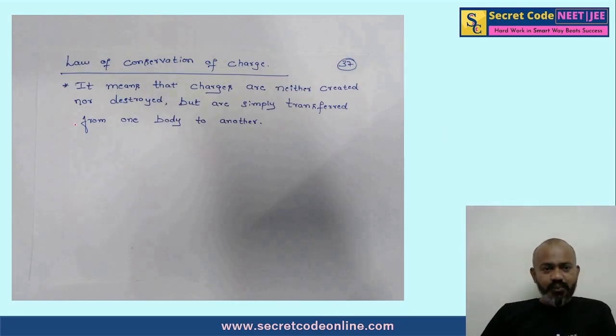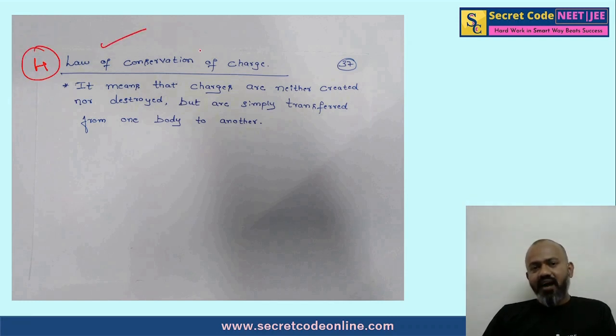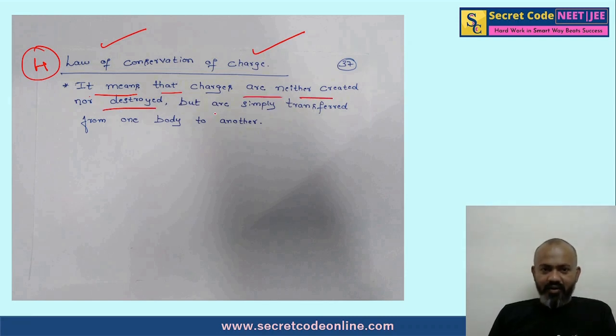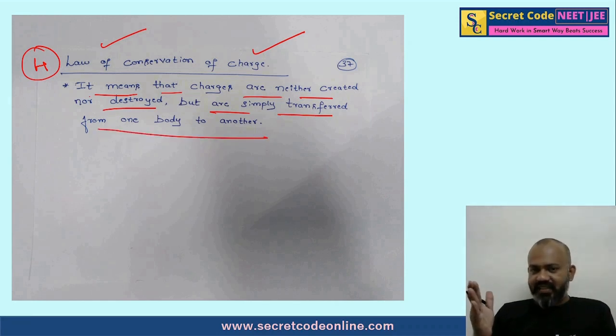So this is the last one, the fourth one, and it tells about the law of conservation of charge. It is not energy, it is charge. It tells that charges can neither be created nor be destroyed, but the only thing we can do is transfer them from one body to another body. Charges cannot be created, cannot be destroyed. Charges can be transferred from one body to another body. That is what is told by the law of conservation of charges.